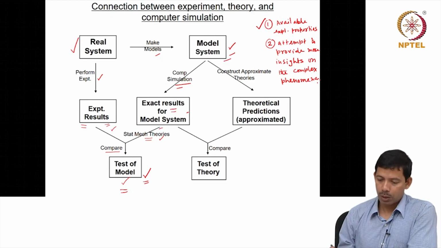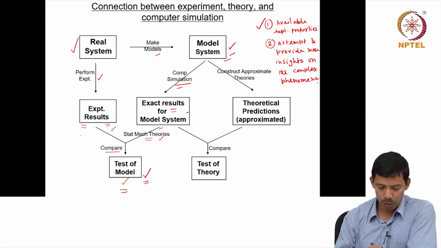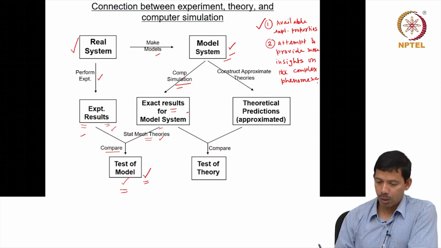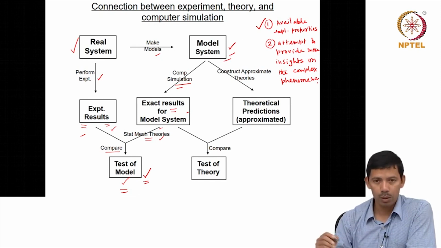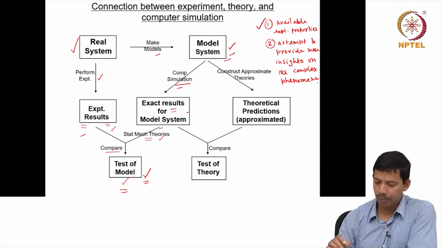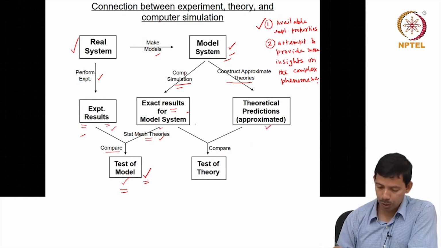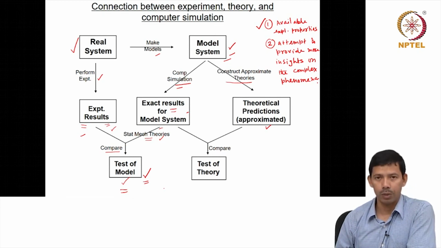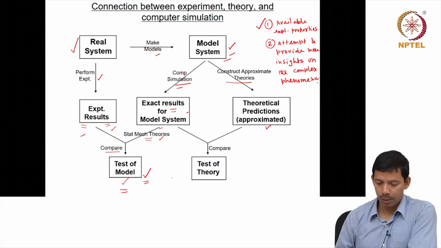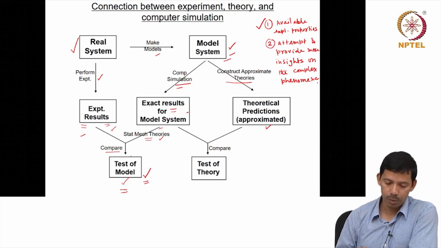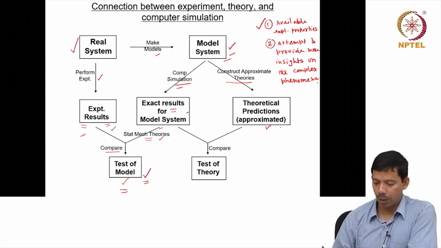So, computer simulation technique, to some extent, also makes a bridge between the experiment and theory, in a sense that once you make the model and you see that your model is doing pretty good by matching with the experimental data, you can also construct approximate theories on the model system, and from there you get the theoretical predictions. And if you now compare your theoretical predictions with the exact result from computer simulation, that is a test of theory. So, it is said that in a sense computer simulation makes a bridge between the experiment and the theory.